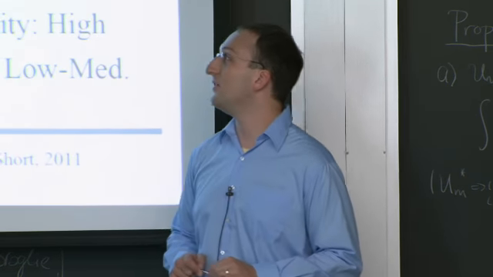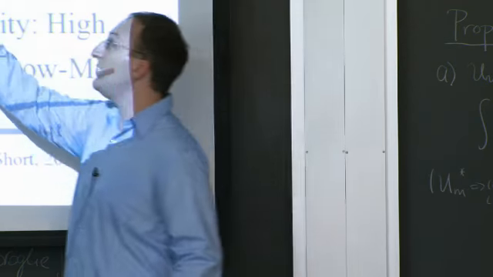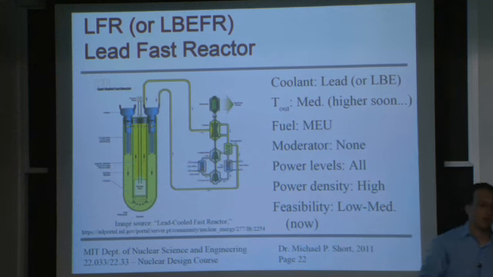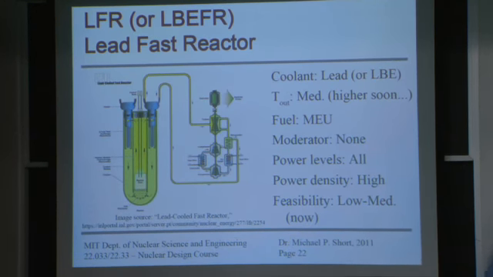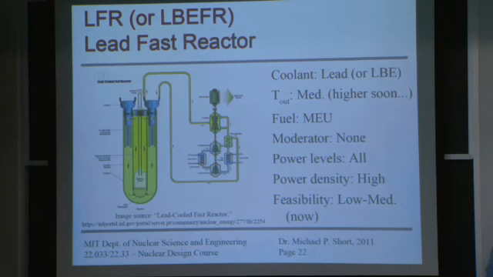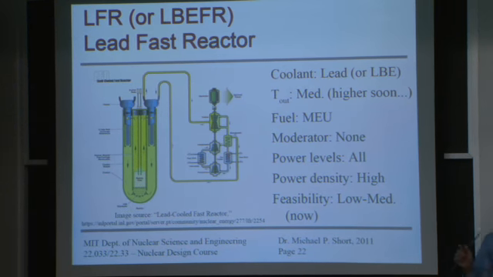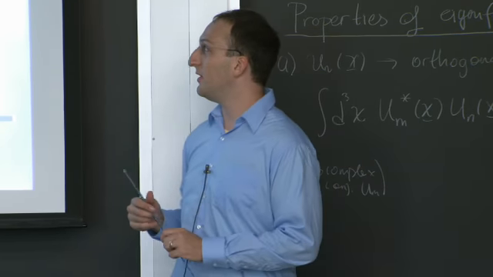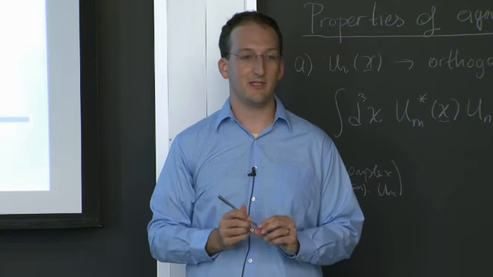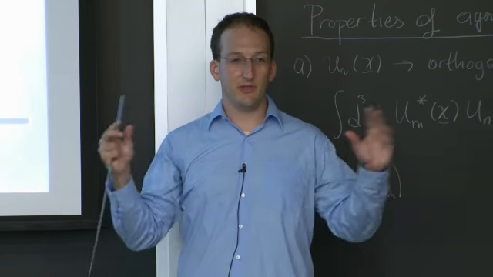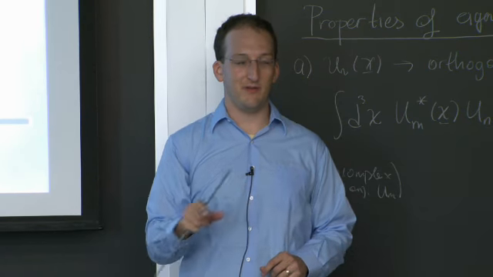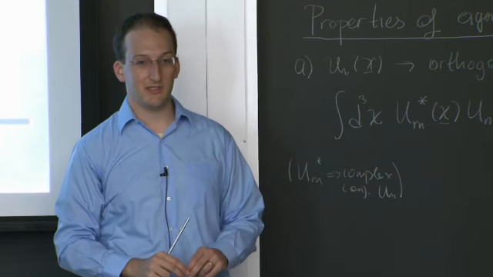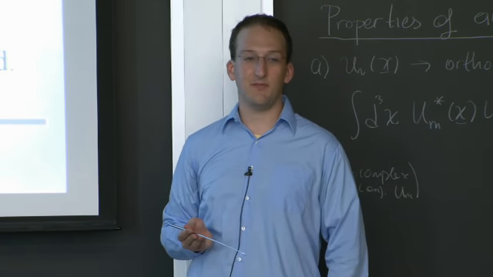And then there's the LFR, the lead-fast reactor, or the LBEFR, the lead-bismuth eutectic fast reactor. Does anyone not know what a eutectic alloy is? So a eutectic alloy is the lowest melting point combination of two or more other metals. So for example, lead melts at 330 Celsius, bismuth melts at something. You put them together in about a 45 to 55 ratio, and it brings the melting point down to 100 to 123 Celsius. That has some obvious positive implications.